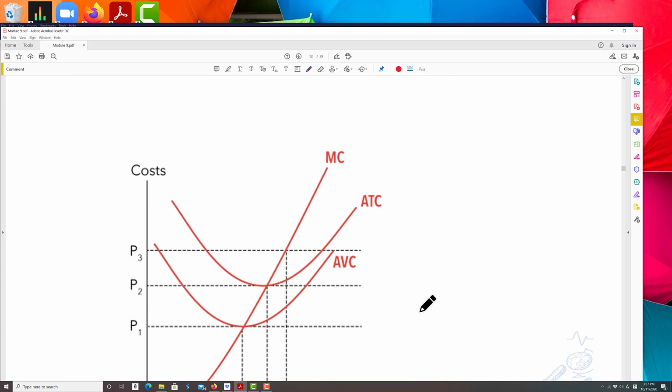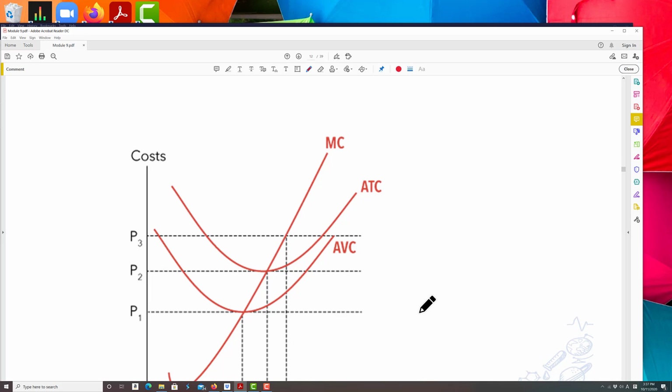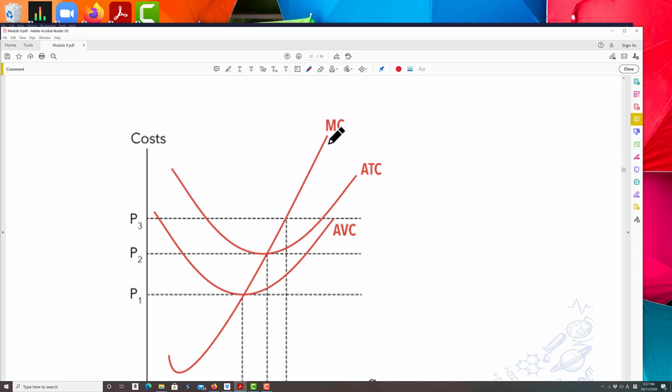So here are the three cost curves. All three curves, marginal cost, average total cost, average variable cost, all of them are U-shaped. And notice the marginal cost curve is going through the minimum point of AVC, and also the minimum point of the average total cost. But all these three cost curves are U-shaped.